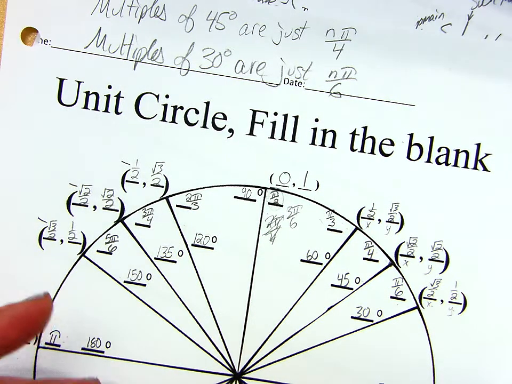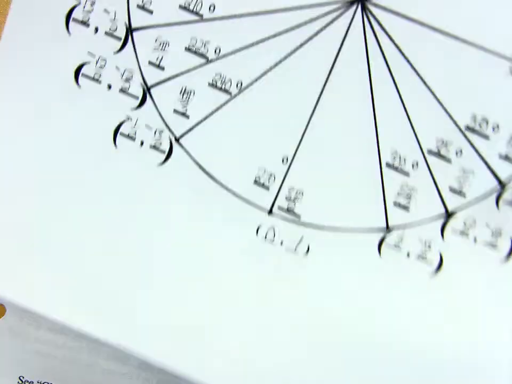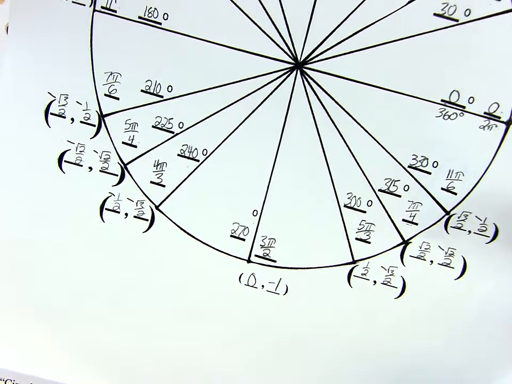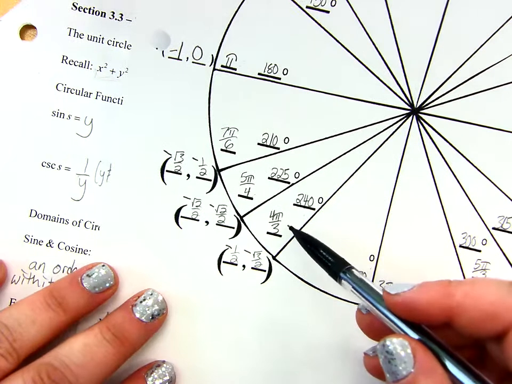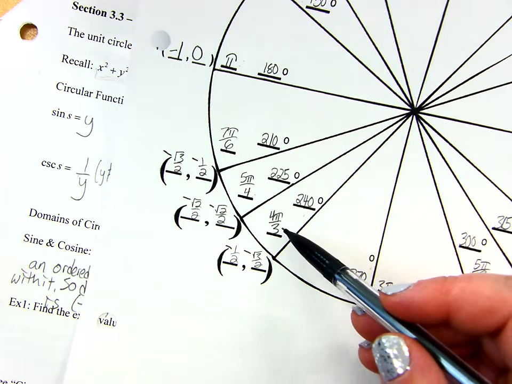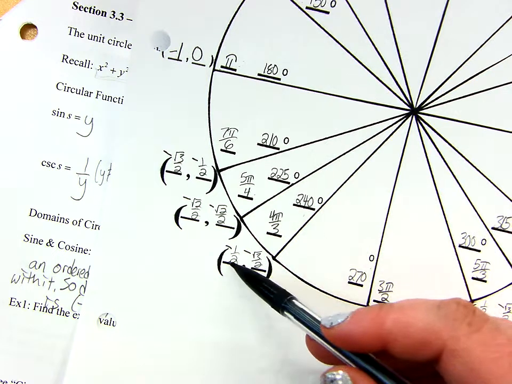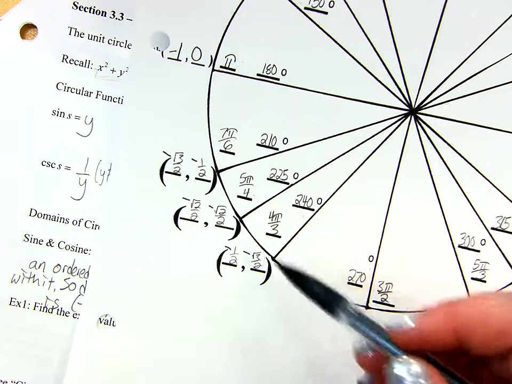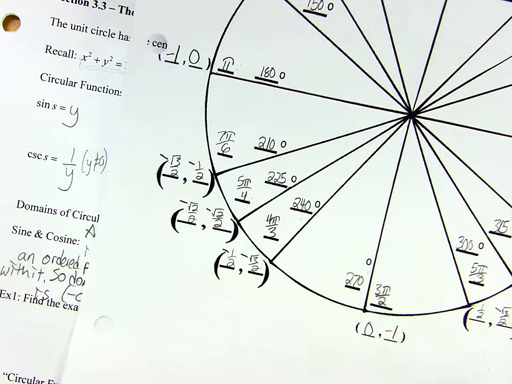Now, once you have this, all the questions that I ask you are going to be so easy, right? So if I look at this, it says find sine of 4 pi over 3. Well, I just find 4 pi over 3. Hey, look, there it is right there, 4 pi over 3. The sine would be what value? The x or the y? Y. So it's just negative root 3 over 2. If I have this circle filled out in front of me, that answer took me 2 seconds.